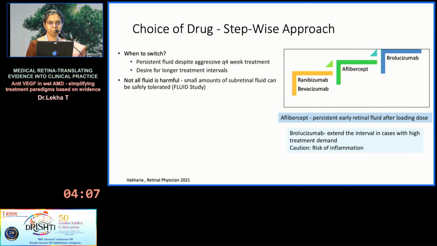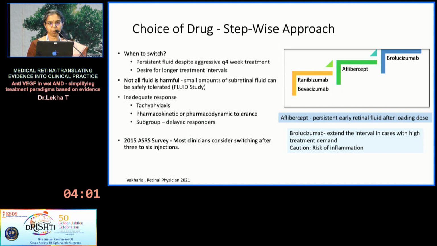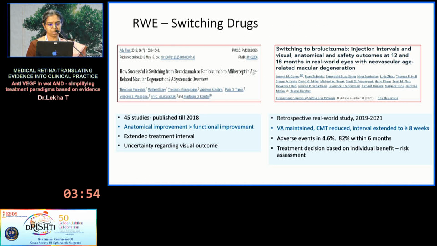But we should always remember that we need not dry up the retina totally, as seen in the fluid study. We should also be aware of the conditions which can cause inadequate response. What is now generally followed is, after 3 to 6 injections, if your particular drug is not working, you can change it. And we have evidence here also where switching to aflibercept or even to brolucizumab has given results. But actually, it is the anatomical improvement that is more important than the functional improvement.